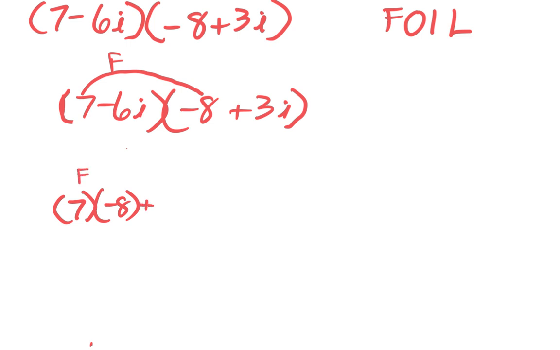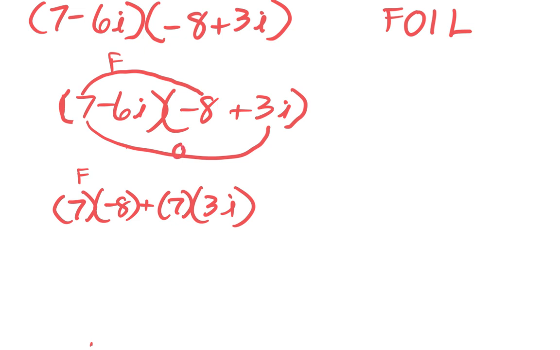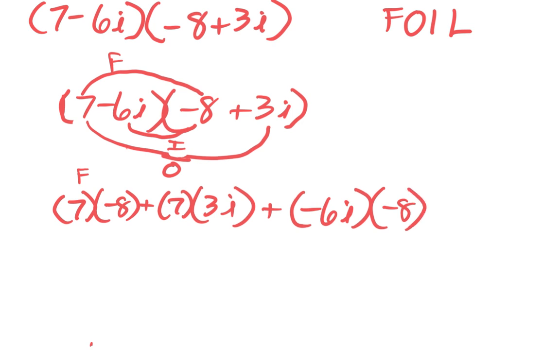Plus my outside terms. That's 7 times 3i. Put a little O there. Actually, we'll put the O down here. And then I need my inside terms. So I put a little I there. So that is a negative 6i times a negative 8. And that's the I part. O part, I part.